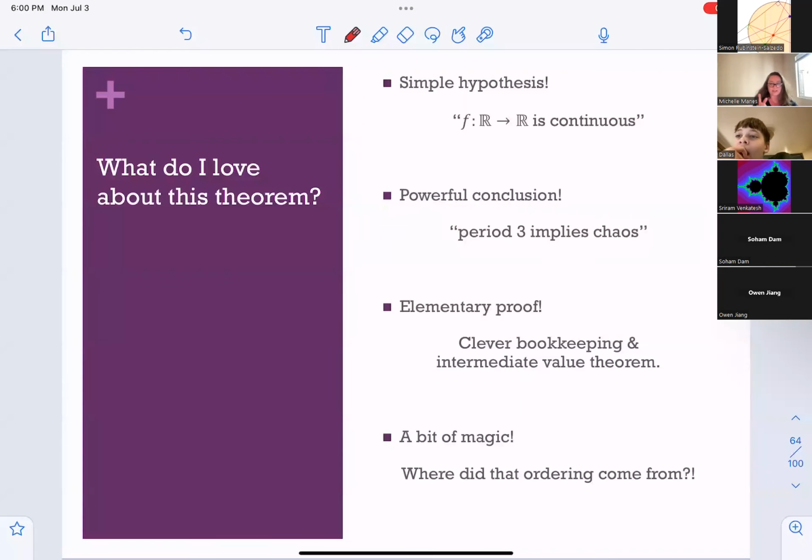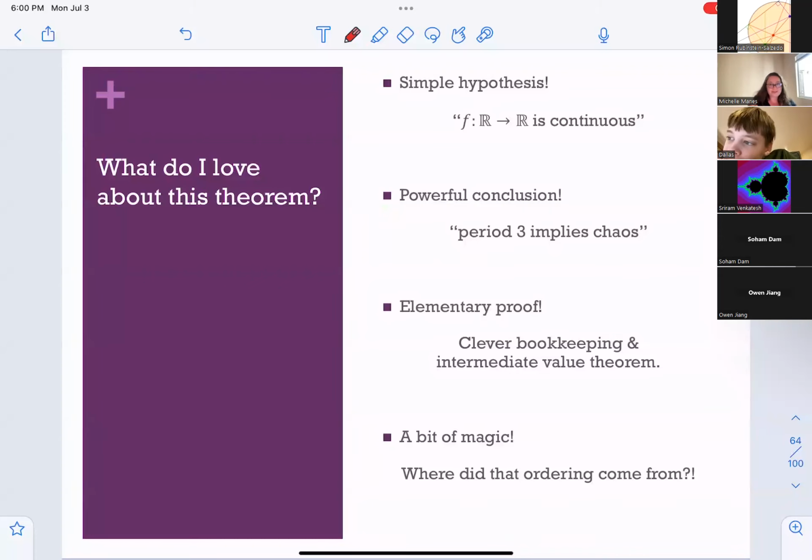Oh, I see that there's a question. Let me get to that last question at the end, but I want to tell you why I love this theorem so much. First of all, it's got a really simple hypothesis, right? I have a continuous function. That's so broad. That's so many functions, it could be so many things. And it's got this incredibly powerful conclusion about the existence of periodic points.